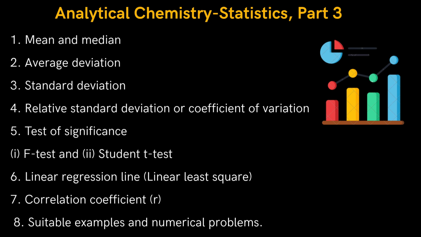In this third part of the Analytical Chemistry Statistics section, the topics are: first, mean and median. Second, average deviation. Third, standard deviation. Fourth, relative standard deviation or coefficient of variation. Fifth, test of significance, where we learn F-test and student t-test. Sixth, linear regression line or linear least square. Seventh, correlation coefficient. Finally, we will solve numerical problems based on our learnings on these topics.